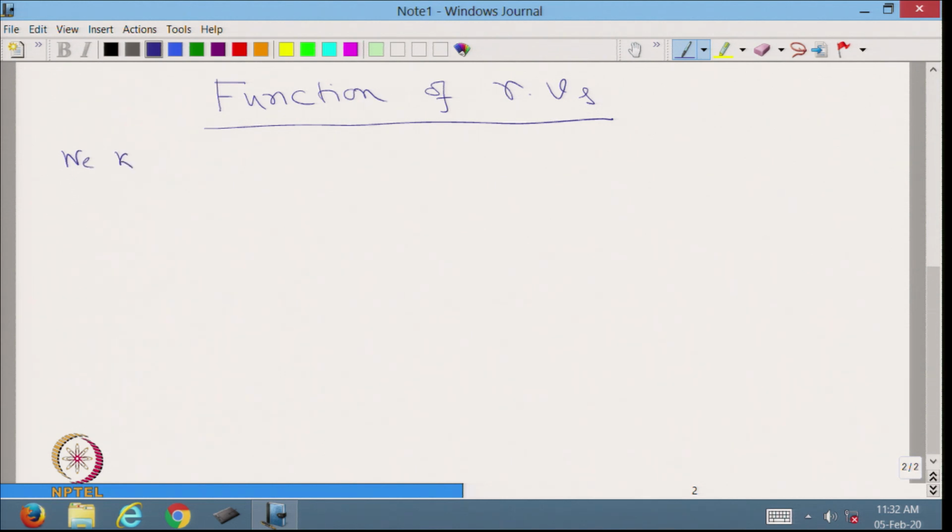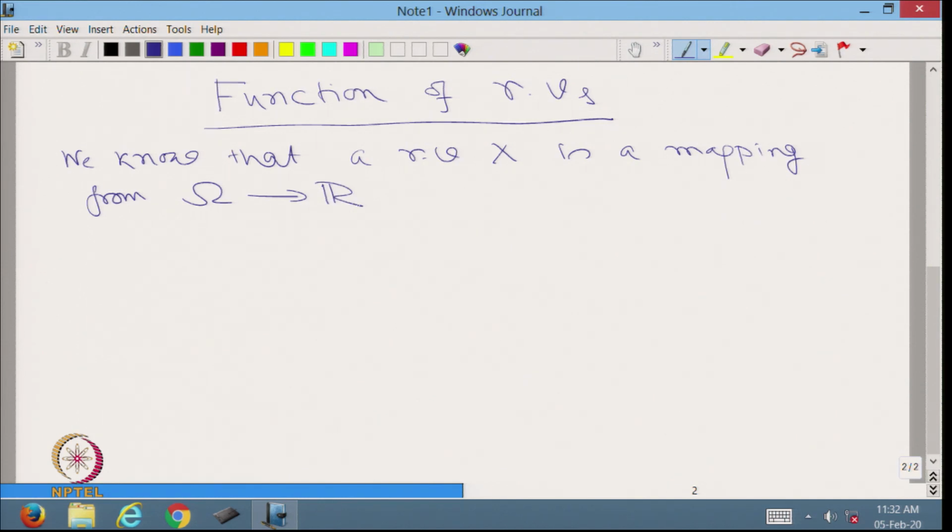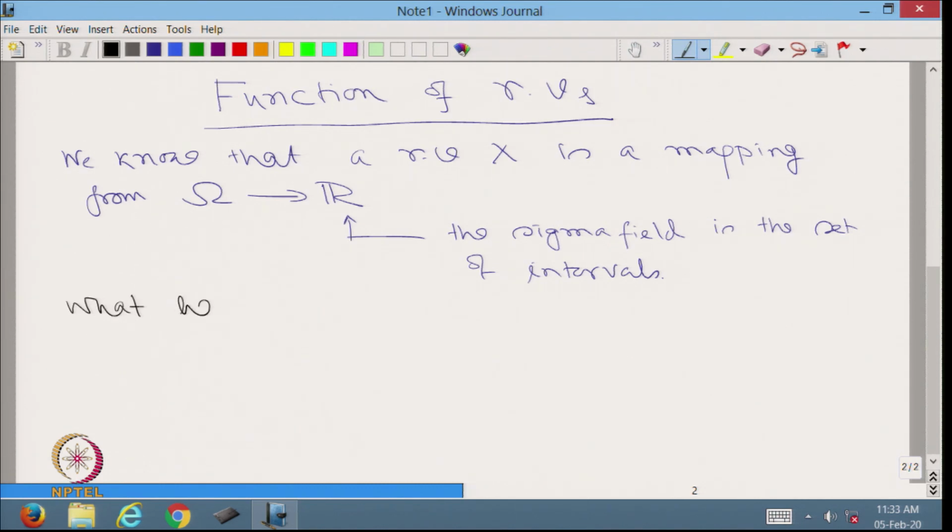We know that a random variable x is a mapping from omega to the real line, on which the sigma field is the set of intervals. Now, what happens if we apply some function h on x?